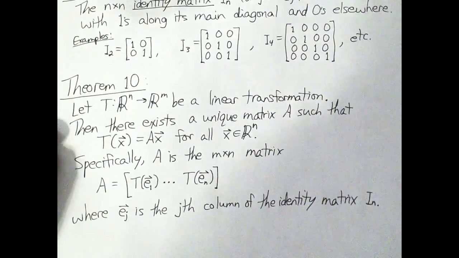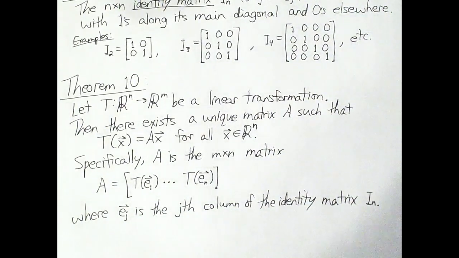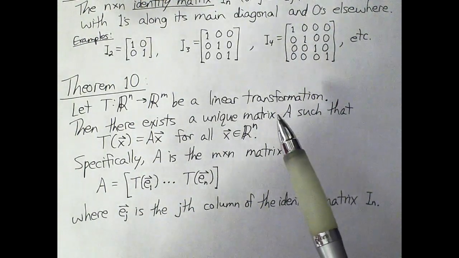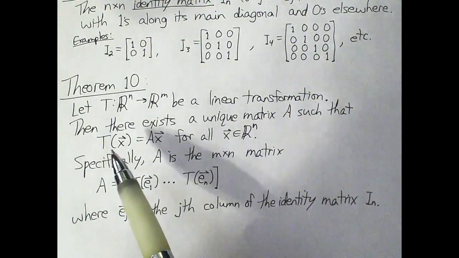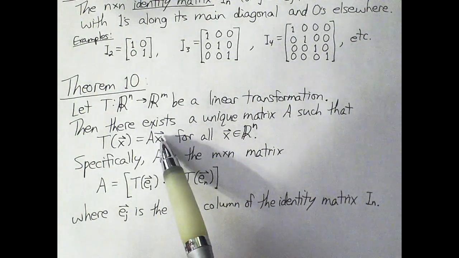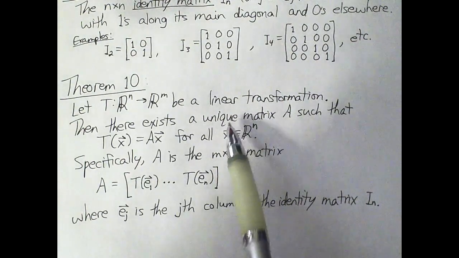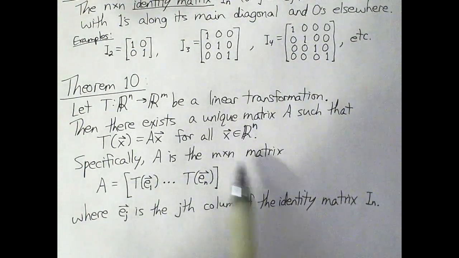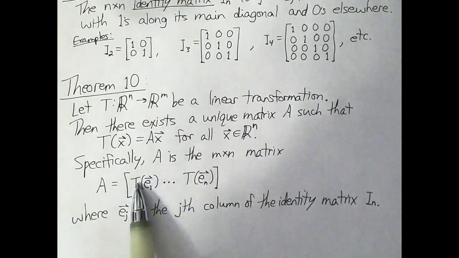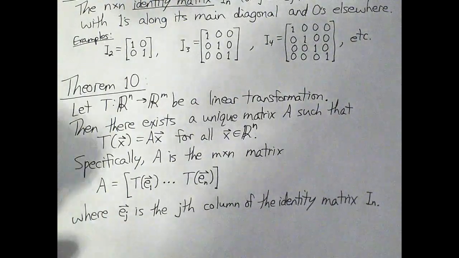That is the entire theorem. It tells us that for every linear transformation, there exists a corresponding matrix such that the linear transformation can be done as a matrix times a vector. It tells us that that matrix is unique and that that matrix can be found by applying the transformation to columns of the identity matrix.